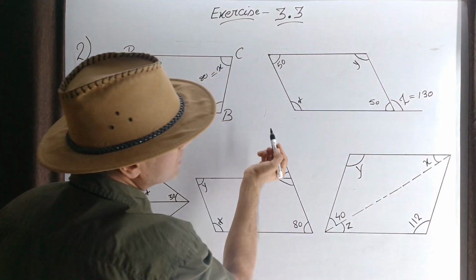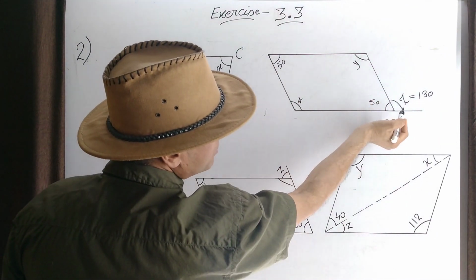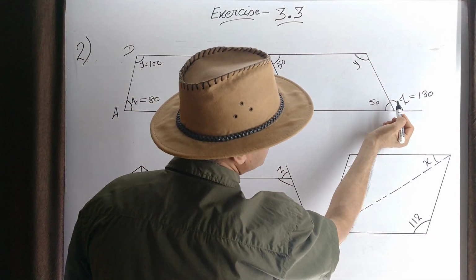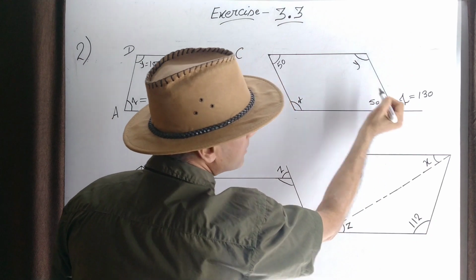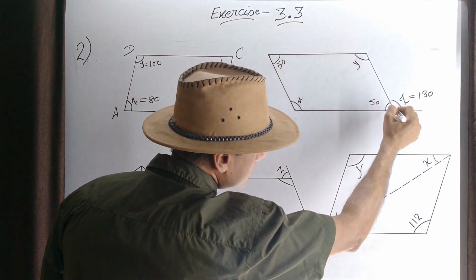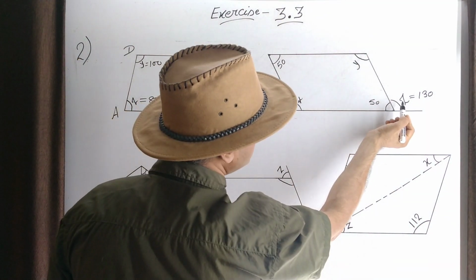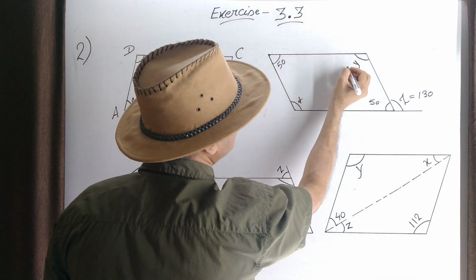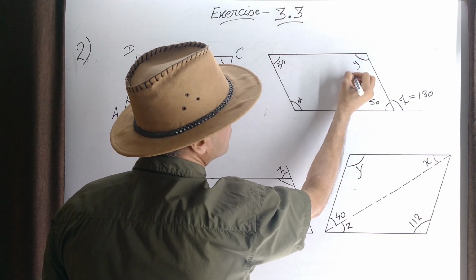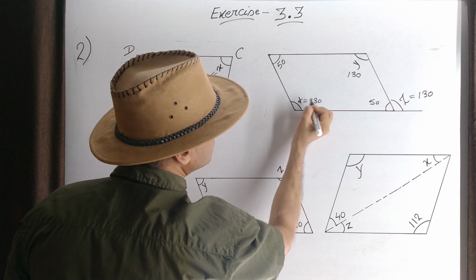If angle z is 130 degrees, angle y will be equal to z because these both are alternate interior angles. If we extend this line and this line is transecting these two parallel lines, so angle z will be equal to angle y. So y will be equal to 130 degrees. If angle y is 130 degrees, x will be equal to 130 degrees.